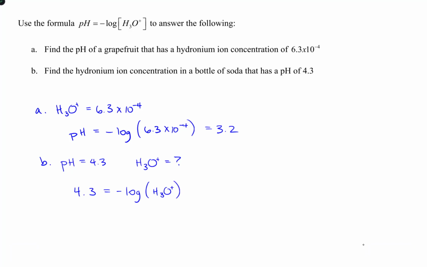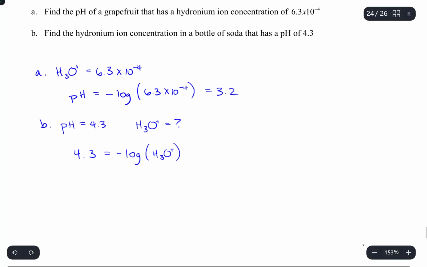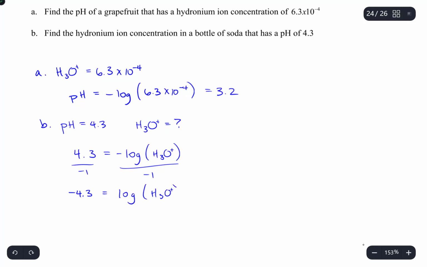So what we need to do is solve this logarithmic equation for the argument. First thing we can do is just divide or multiply both sides by a negative. So that would give me negative 4.3 equals the common log of the value that we're looking for. And because there's no base written in, it's understood that the base of this logarithm is 10. So we'll change this logarithm because the value we're looking for is the argument of the logarithm. We need to switch over into exponential form.